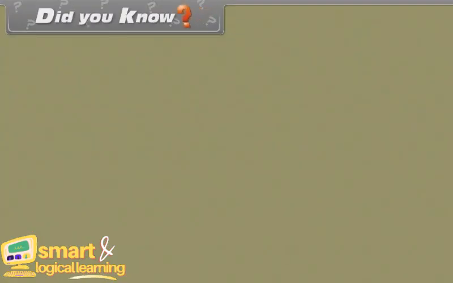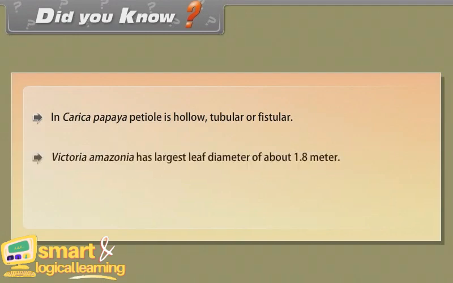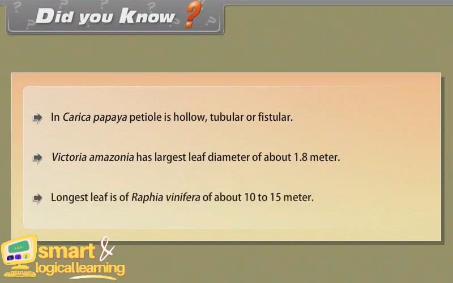Did you know? In Carica papaya, petiole is hollow, tubular, or fistular. Victoria amazonica has the largest leaf, with a diameter of about 1.8 meter. The longest leaf is of Raphia vinifera, about 10 to 15 meter.